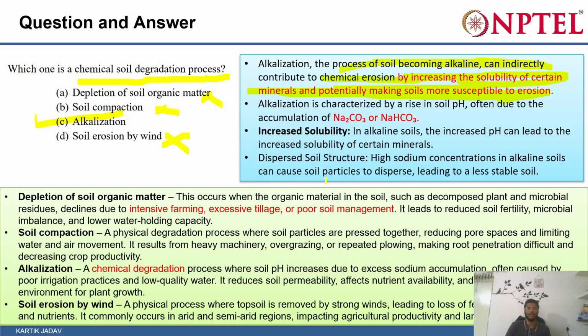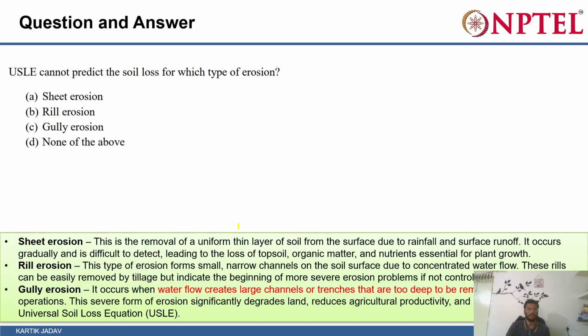And that makes them more prone to erosion. Correct answer is option C. USLE cannot predict the soil loss for which type of soil erosion? So we know that USLE is generally not predicting erosion for gully erosion. So correct answer is option C, because it accounts for sheet and rill erosion, right?